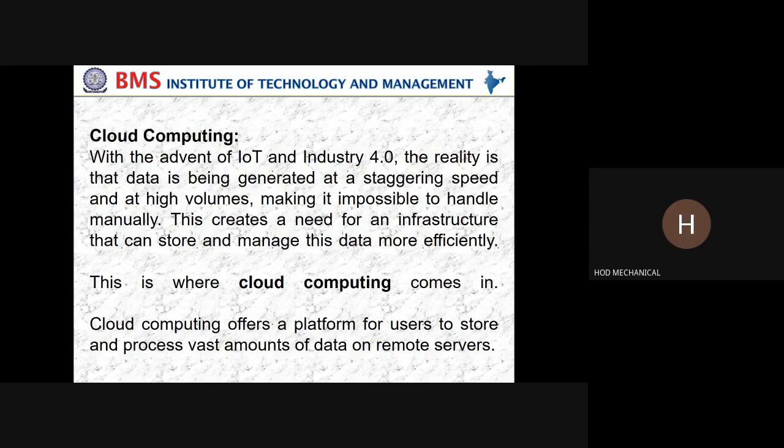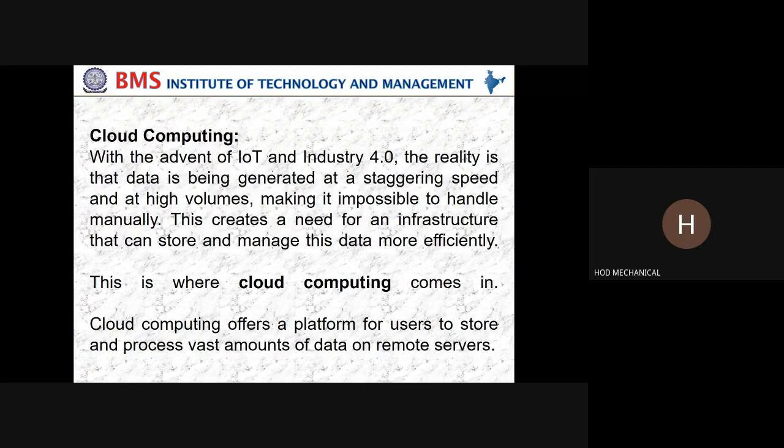Now, how are you going to handle this data? In order to handle the data, you would need an individual server in your own area. That means everybody has to maintain the infrastructure in order to store that data. Now, is it really possible to store that data in an individual infrastructure within the facility? That is the question.